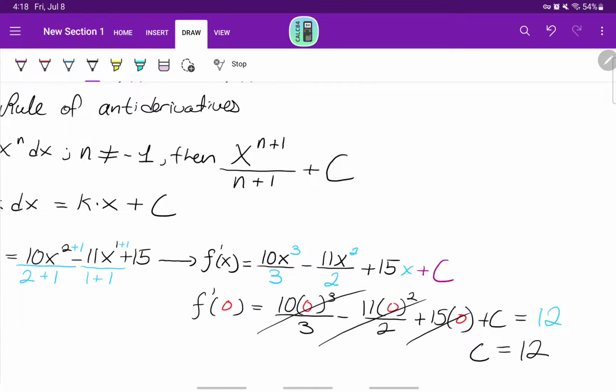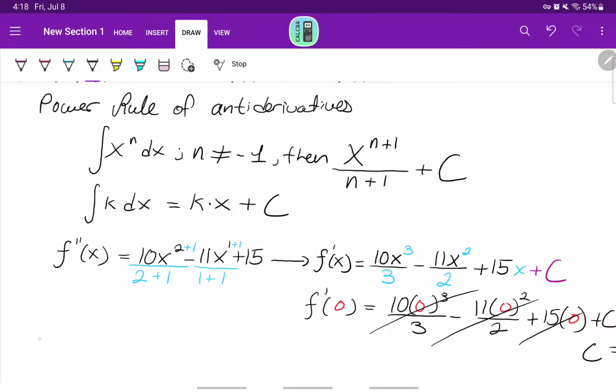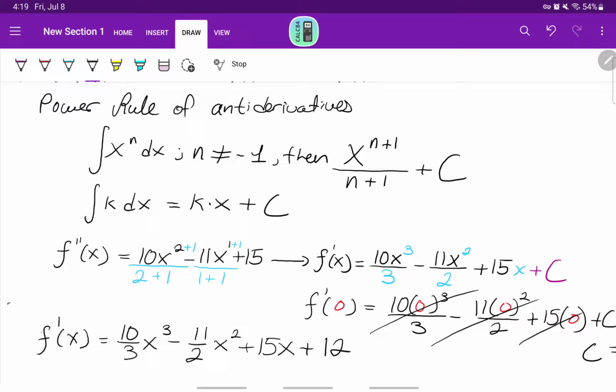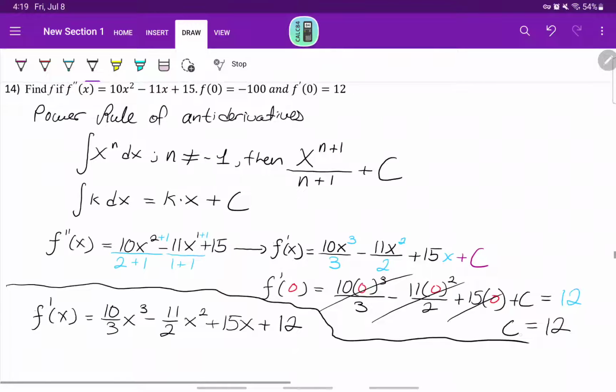So to rewrite my first derivative, f prime of x is going to equal 10 over 3 x cubed minus 11 over 2 x squared plus 15x plus 12. My handwriting always is slanted, even in class. Then again, I write on a slant, so.